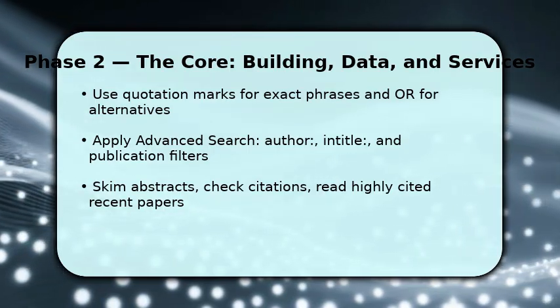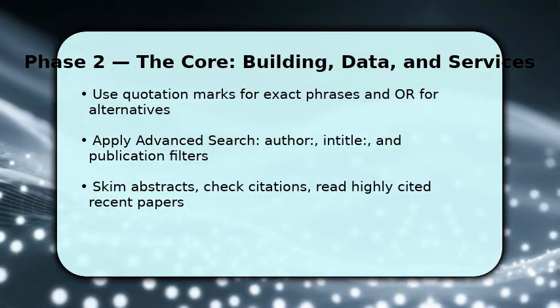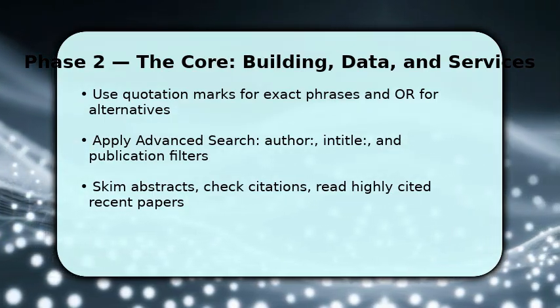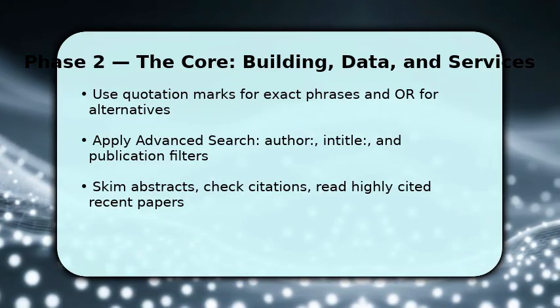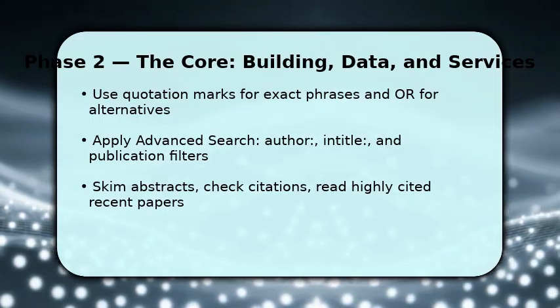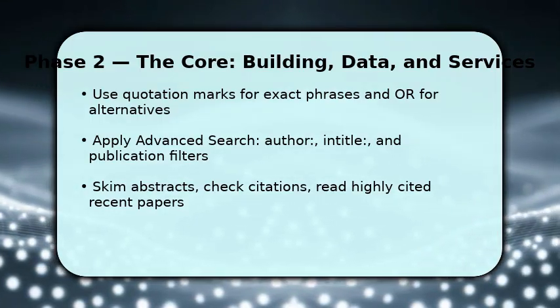Once results appear, skim abstracts to assess relevance and open highly cited, recent papers first. Citations indicate impact. Make sure to click Cited By to discover related work. This process narrows to the most useful literature, quickly and logically.